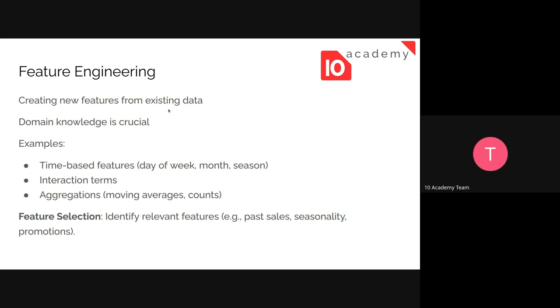Then the other one is where we create new features from the existing features. That's called feature engineering. For example, aggregation, moving averages, counts, interaction terms, and so on. So we develop our own column, not just using the existing pattern. That's the basic difference between feature selection and feature engineering. Again, as I have said, you need to have domain knowledge about the company and the industry.